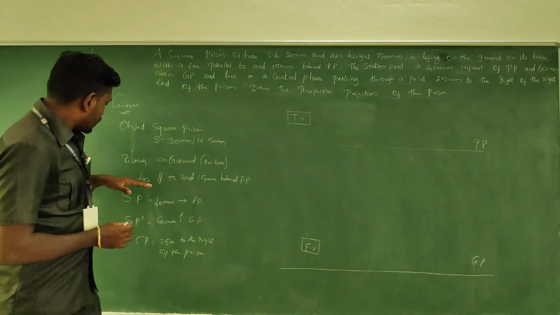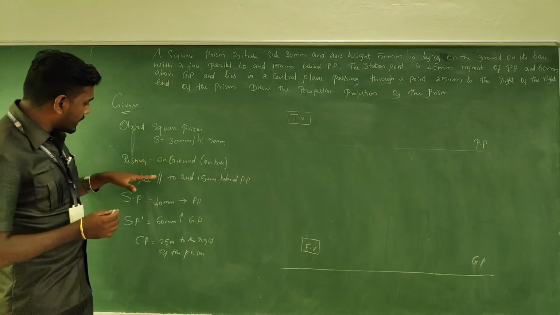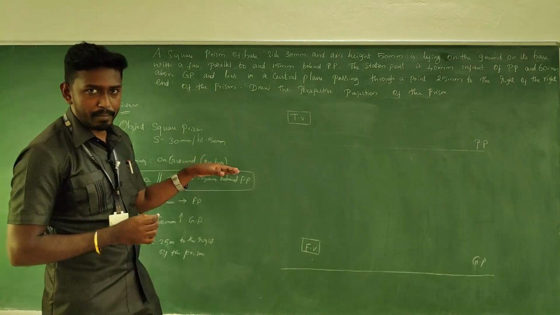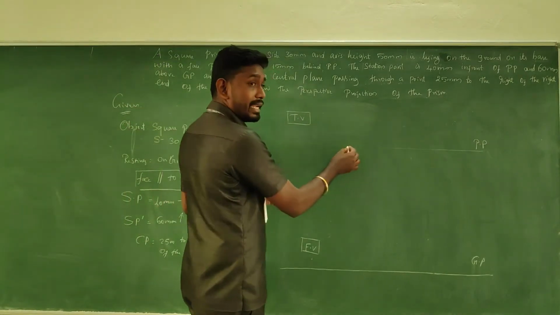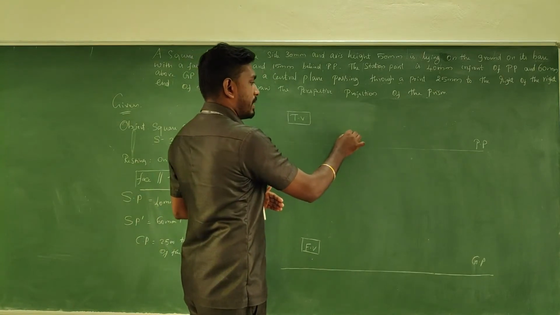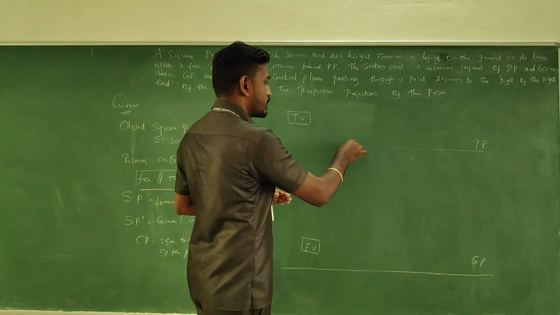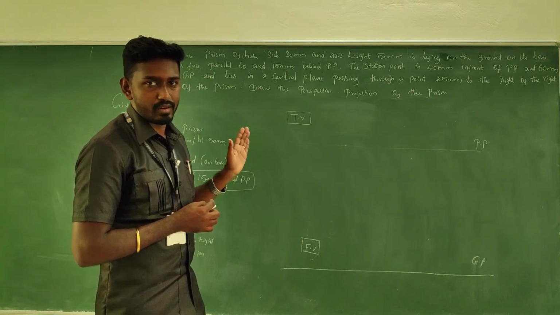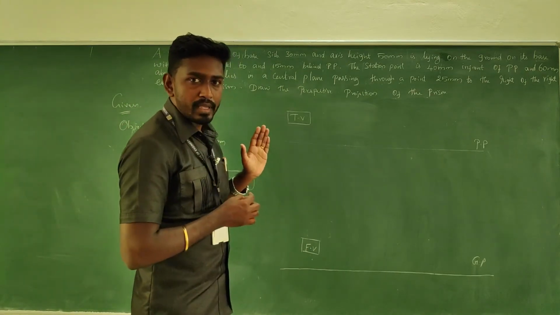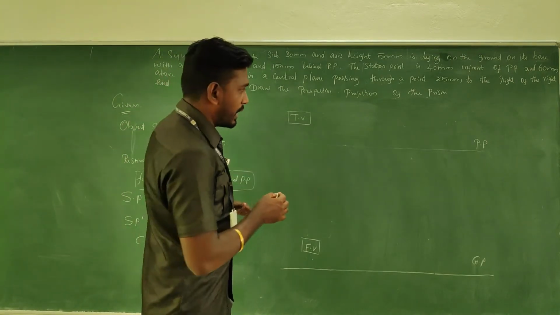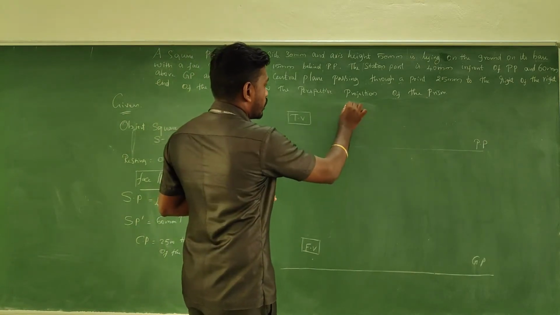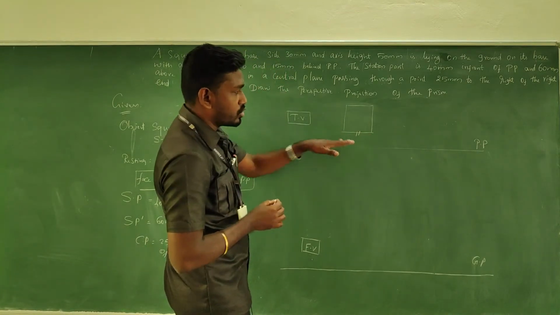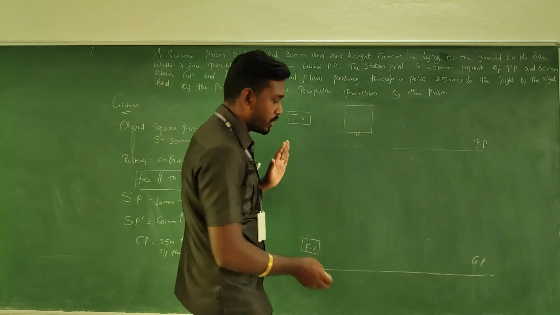Let us see. While you are placing the object on the ground, it is given that the face should be parallel to and 15 mm behind PP. The things which are taken above the PP are called behind, and things which are taken below PP are called in front. Right. So here, in order to take one of the faces parallel to PP, first of all you need to position the object something like this, so that you can make one of the faces parallel to PP. In this position we are going to make it.